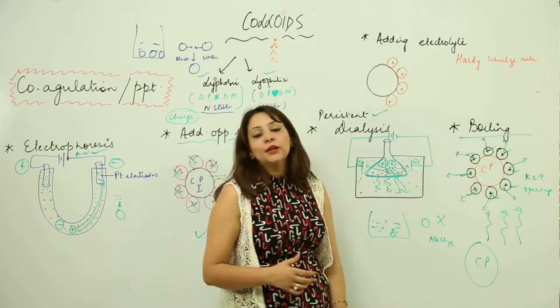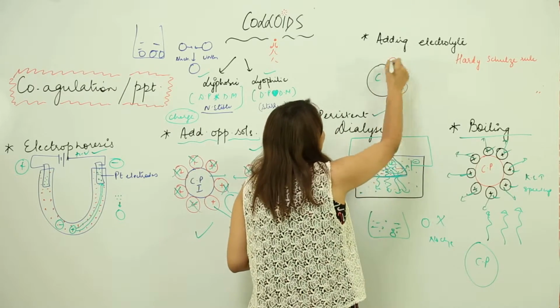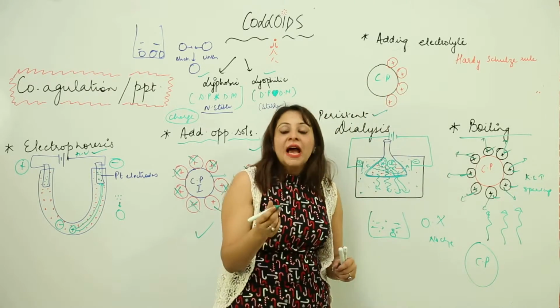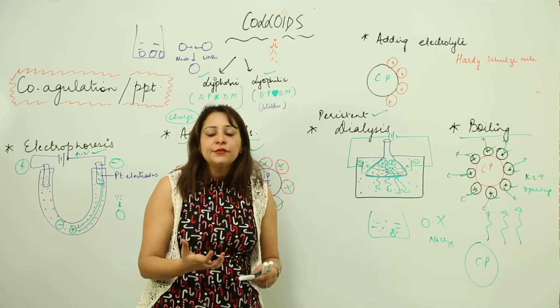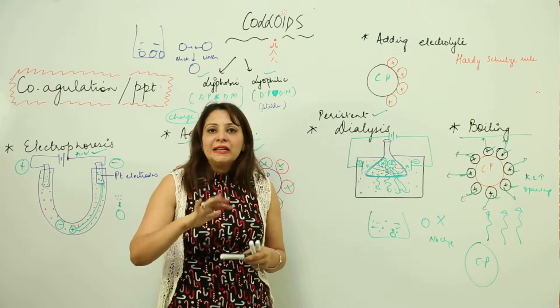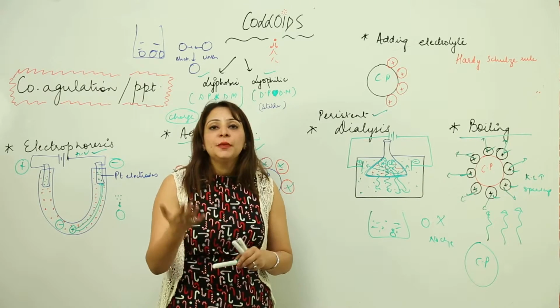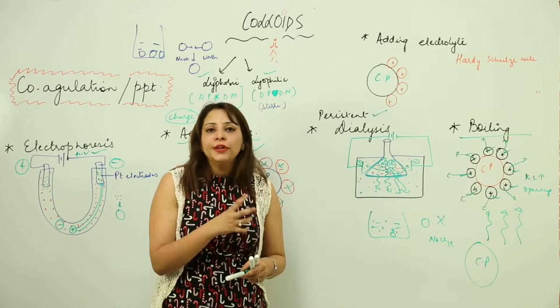The other method, we can do it by adding electrolyte. Suppose this is my colloidal particle and it has a positive charge on the surface. As I told you, it can have a positive charge, and likewise if an electrolyte is negative, it may have the negative charge. So that means when the electrolyte is in excess or when the electrolyte is present in less amount, the particles are going to be uncharged. So this is what we are going to do here.